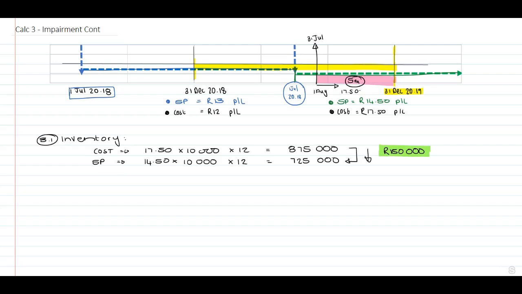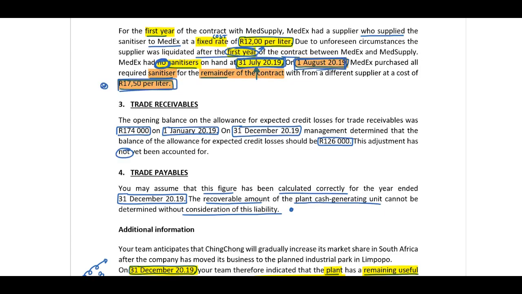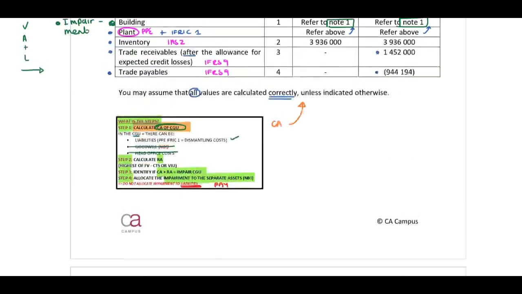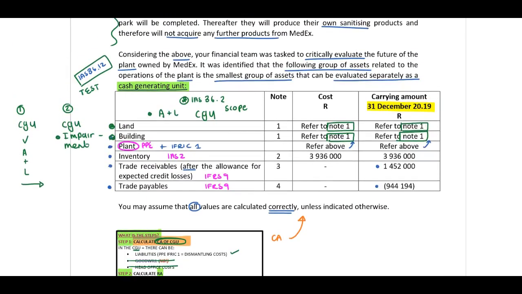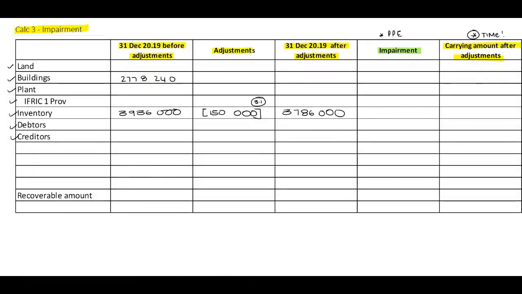I'm going to transfer this to my table. When I look at my inventory, guys, this is an adjustment of 150,000. And this is my calculation 3.1. Okay. Now, in the scenario, they've indicated to us when we refer to the table that our inventory had a value of 3936. Therefore, I have transferred my inventory 3936. I've adjusted this with 150,000, and I have an amount after my adjustment.